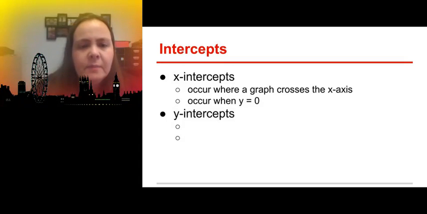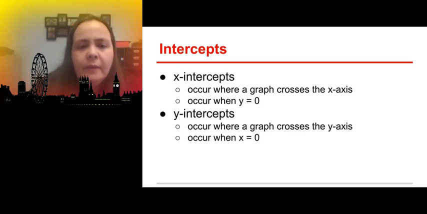Your y-intercepts are going to occur where the graph crosses the y-axis and where x equals 0. And we're going to look at what that means in just a few minutes, but it's also very similar to when we were just plugging in numbers and finding points. So this is not going to be totally new, but we are introducing the idea of calling these things an intercept.